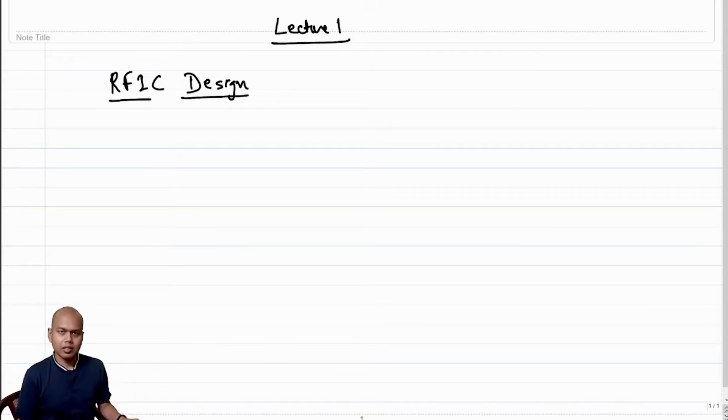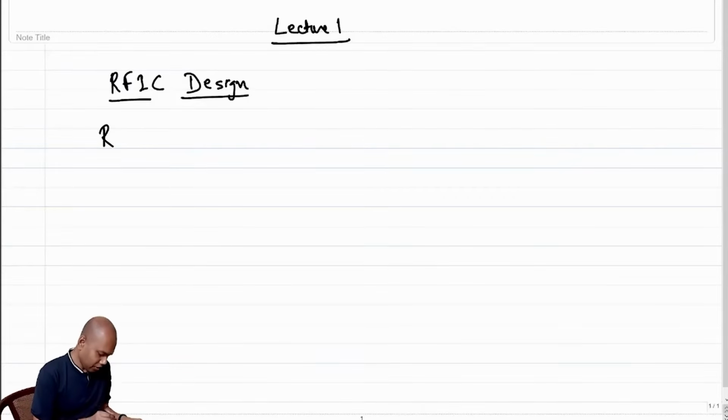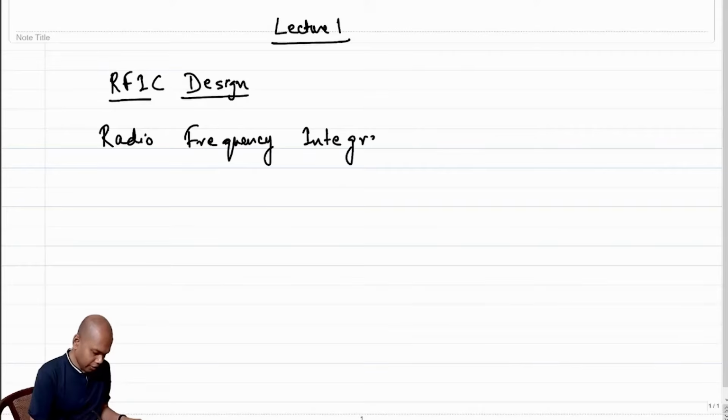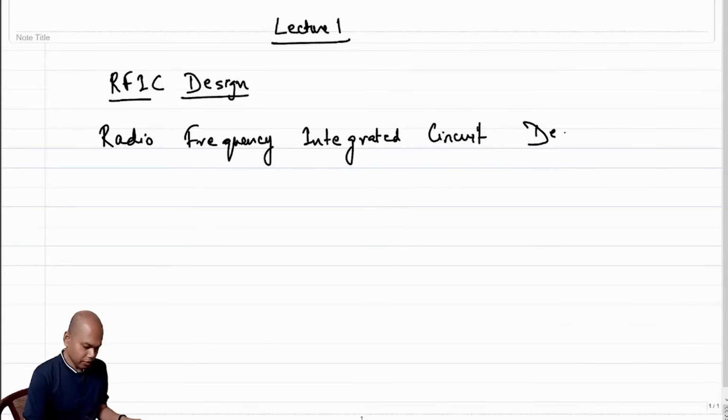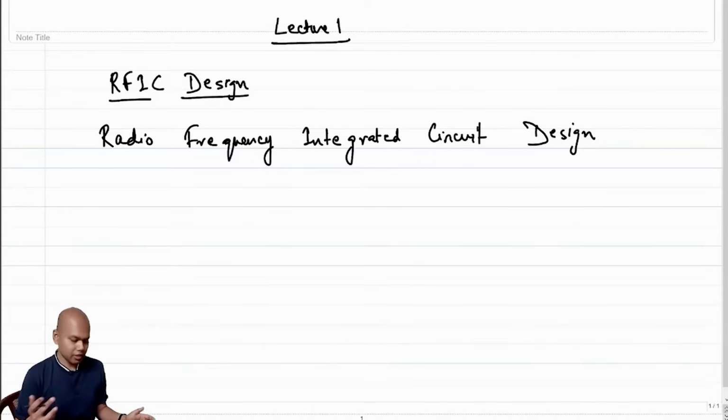As customary, we should not start off with an acronym. So what does RFIC stand for? RFIC is more popularly known as, or referred to as, radio frequency integrated circuit. And what is this course about? We'll be dealing with design of radio frequency integrated circuits, right?